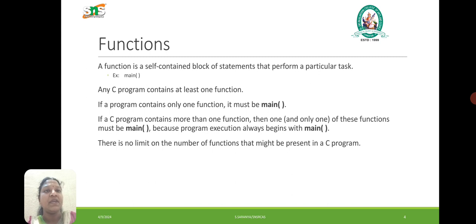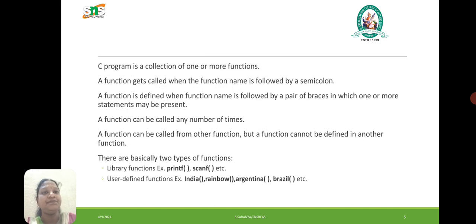Next is function. A function is a self-contained block of statements that performs a particular task. Example, main. Any C program consists of at least one function. If the program contains only one function, it must be a main function. If a C program contains more than one function, then there must be one main function, and the program execution always starts with the main function. The others must have some other names. There is no limit on the number of functions that may be present in a C program.